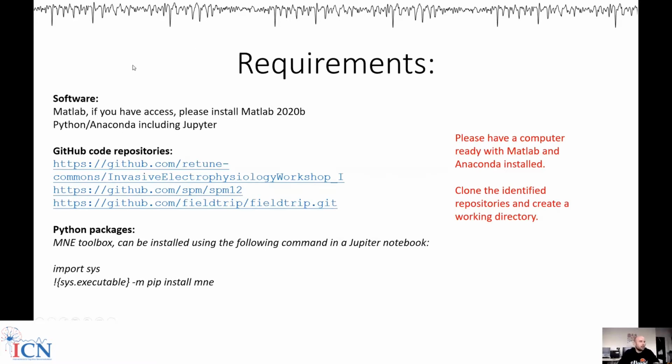So the requirements are to have Matlab or Python and Anaconda. If you want to follow everything, you need both. And here are some GitHub repositories that are required. And you will see more about this during the following slides.